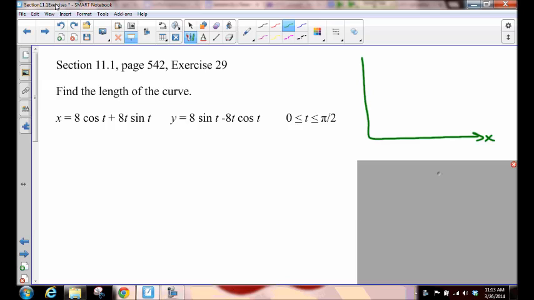So if we look at this, we get something that looks like this, where this point here is x equals 8. And it's kind of your regular run-of-the-mill kind of curve.